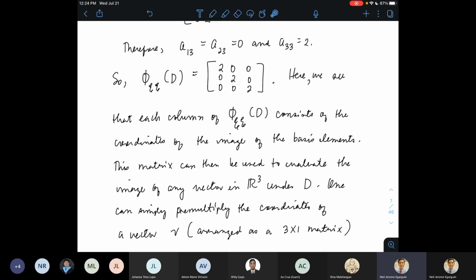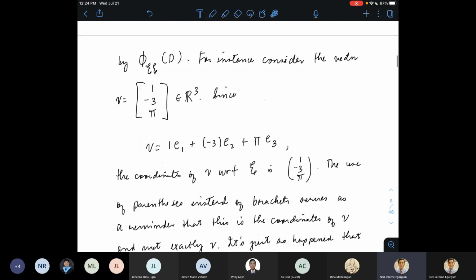Well, what we need to do is that this matrix will serve as a pre-multiplier to the vector consisting of the coordinates of an element V. And I want to stress that ang imumultiply natin sa matrix representation ay hindi yung vector V na hinahanapan natin ng function value. What I need to multiply to the matrix representation is the coordinates of the domain element with respect to the chosen basis. Okay? What do I mean by that?